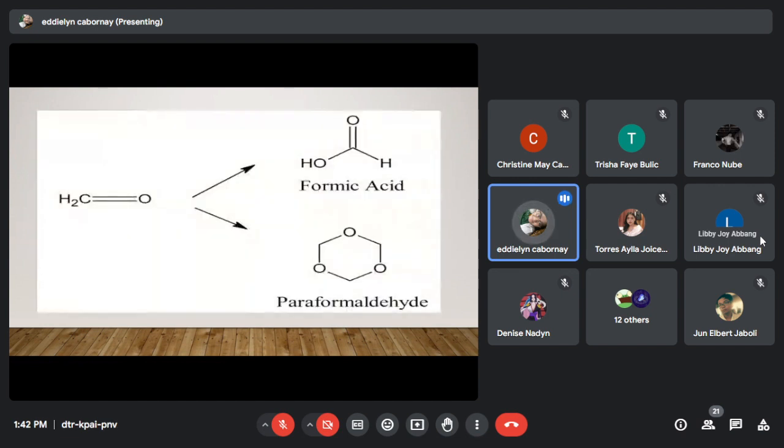Okay, so we have here the formation of formic acid and paraformaldehyde. So we have here 37% formalin plus the methanol. It will produce formic acid and paraformaldehyde.